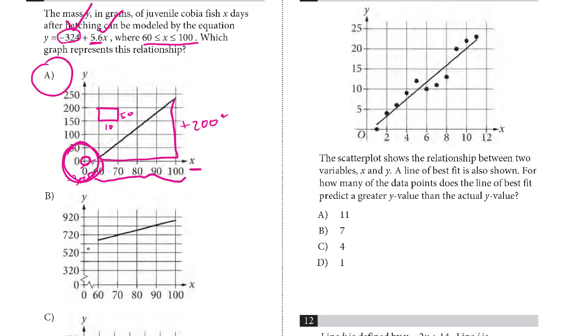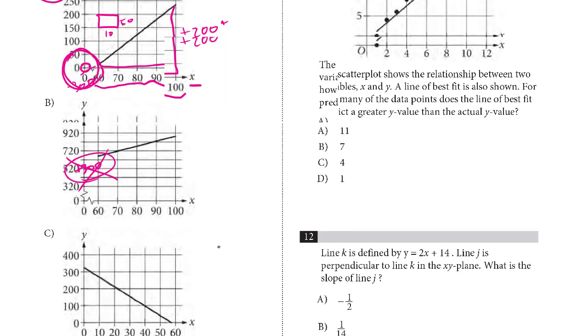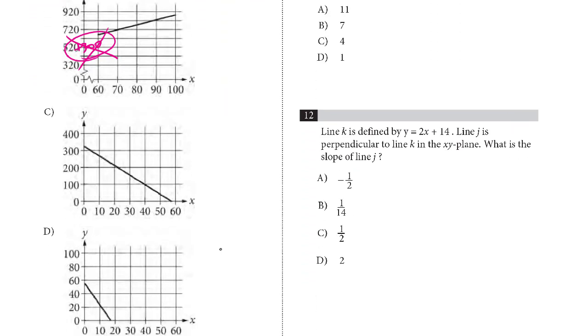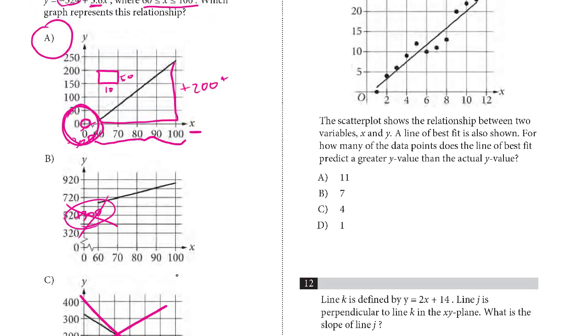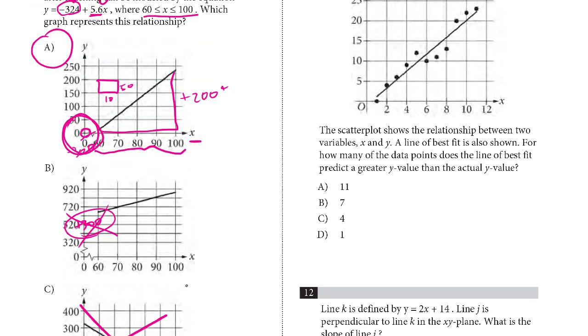B, the actual intercept would be here, starting at sort of 700, 600. The y-intercept would be about 300 less, which would be about plus 300. The y-intercept is not plus 300 for the equation given above. So B is wrong. C and D, well, these are downward sloping, so they're not positive slopes as indicated in the equation above. They are not correct. The correct answer for 10 is A.